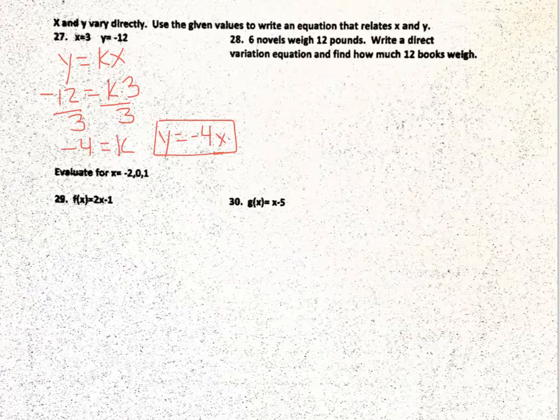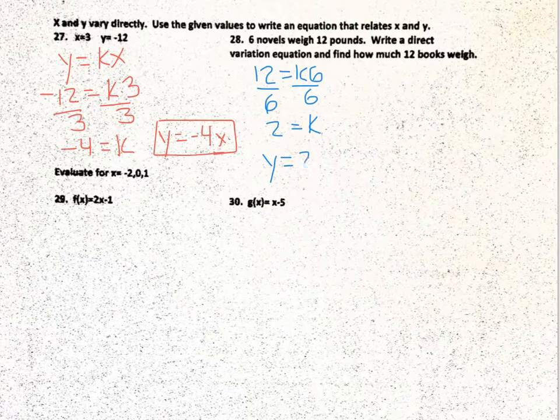Number 28 is the same way, except it is a story problem, and it has a couple parts to it. So it says 6 novels weigh 12 pounds. Write a direct variation equation and find how much 12 books weigh. So we're going to use 6 and 12 as our x and our y. So I'm still using y equals kx, so I have 12 equals k times 6. I'm going to divide both sides by 6. I'm going to get k is equal to 2. So my equation is y equals 2x. That's the first part.